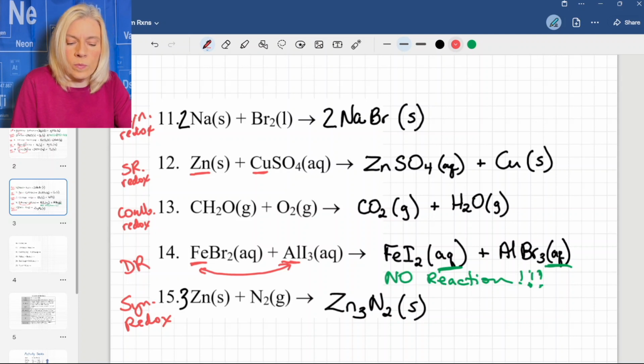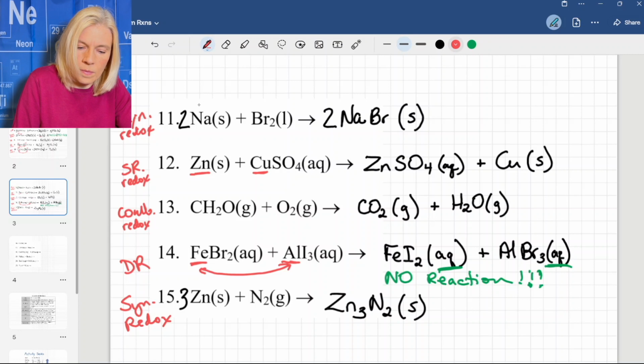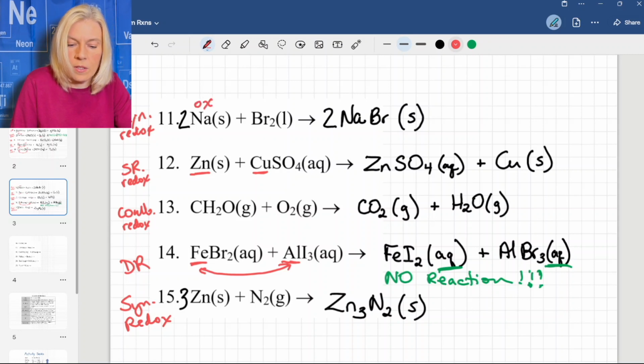So sodium lost electrons, oxidized. Bromine is neutral, gained electrons, bromine reduced. Right here, zinc neutral became positive, lost electrons. Copper was positive, then it's neutral, gained electrons, reduced.